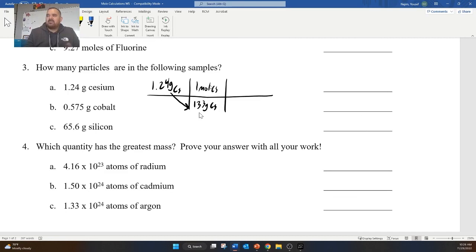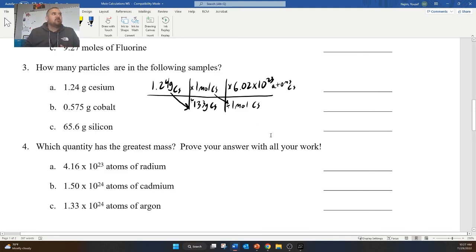And then our last step is going to be to convert to a number of particles. So we have moles up here, so we need to put moles down here. So 1 mole of cesium is equal to 6.02 times 10 to the power of 23 atoms of cesium. And then we just divide by the bottom, multiply by the top, divide by the bottom, multiply by the top. I'm not going to plug this one in for you. You can just go ahead and plug that one in yourself.